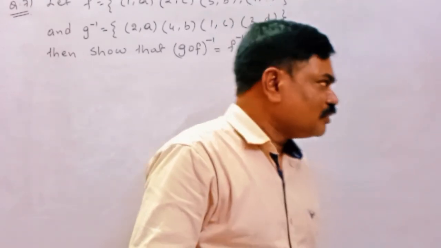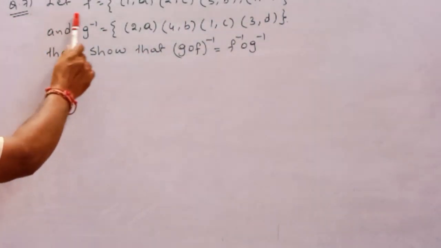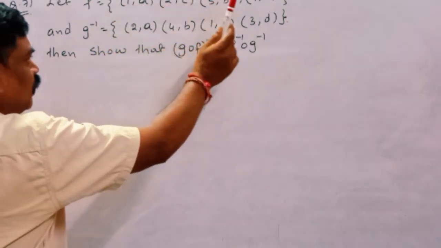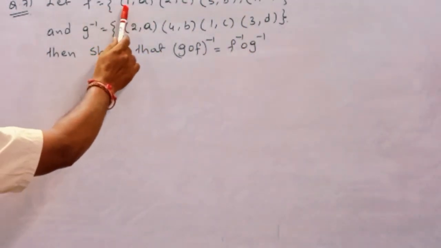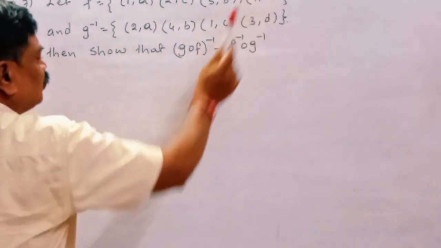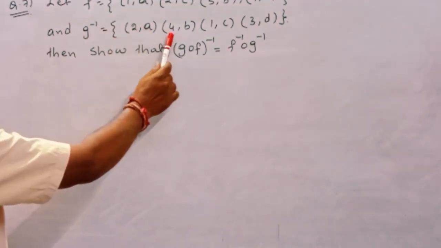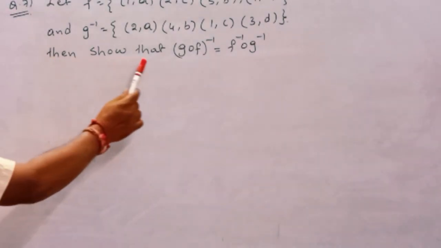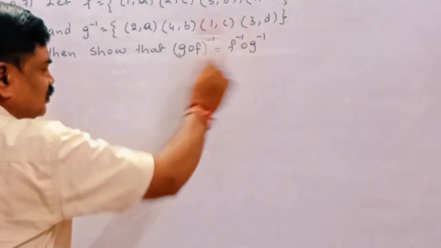So what is the 7th problem? You see, all of you. Let F be the set of (1, A), (2, C), (3, B), (4, D). F is equal to the set of ordered pairs (1, A), (2, C), (3, B), (4, D). And G inverse is equal to (2, A), (4, B), (1, C), (3, D). Then show that (G circle F) whole inverse is equal to F inverse circle G inverse.